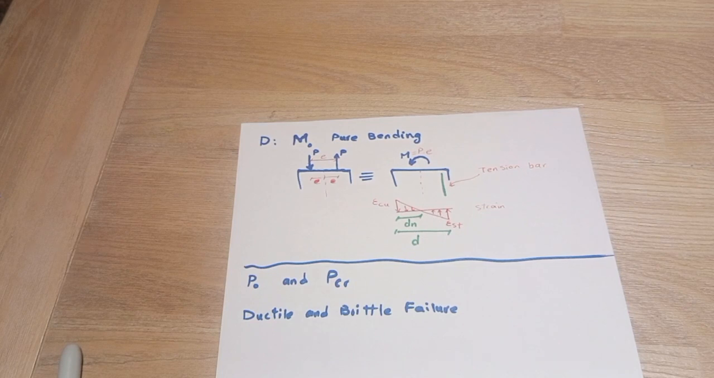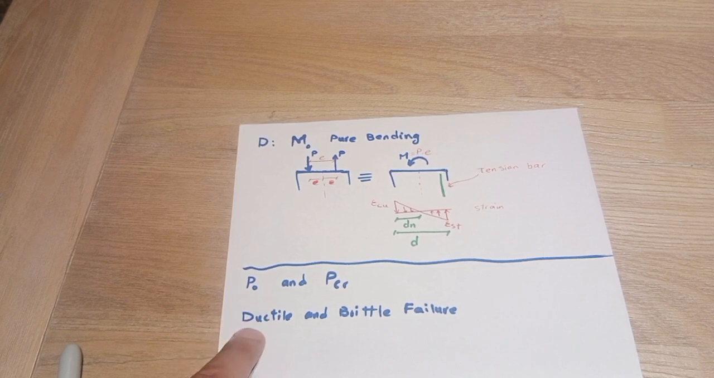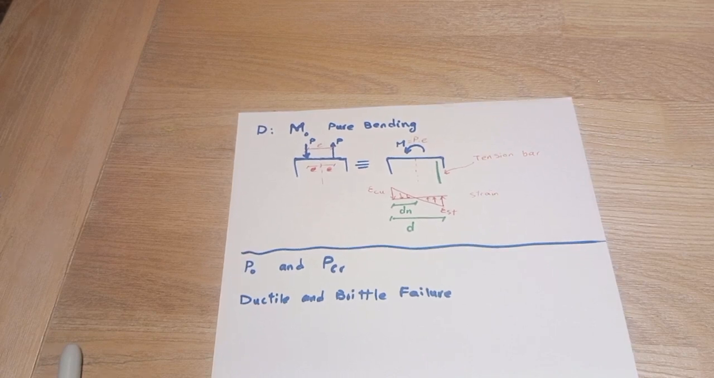That's it for today, and in the next video we will talk about P node or squash load and buckling load, how they are compared, and also ductile and brittle failure in a reinforced concrete section. You will see that it is very easy to define if the section is failing as a ductile section or tension control section, or brittle or compression control section. It is much easier to use the interaction diagram to say if the applied loads cause ductile or brittle failure in the section.